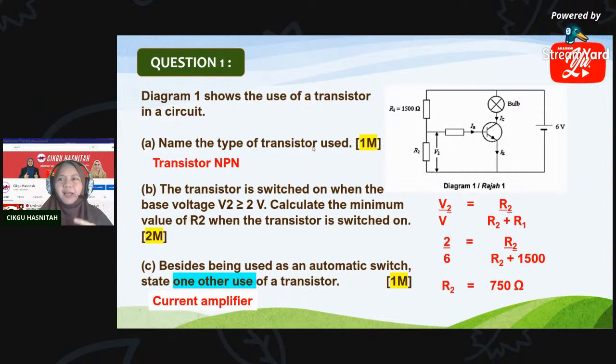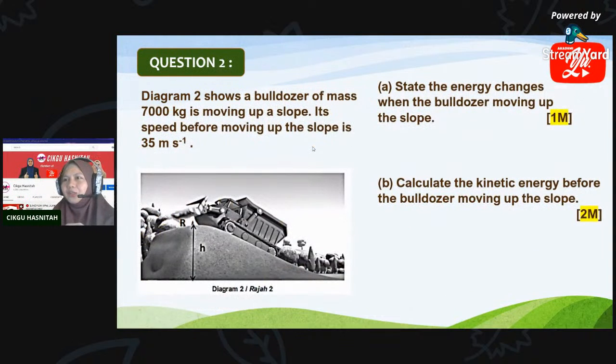Second, question 2. Question 2 allocates how many marks? 5 marks. Alright. Now in diagram 2, it shows a bulldozer of mass 7,000 kg moving up a slope. Its speed before moving up the slope is 35 meter per second. So this 35 meter per second represents the initial velocity.